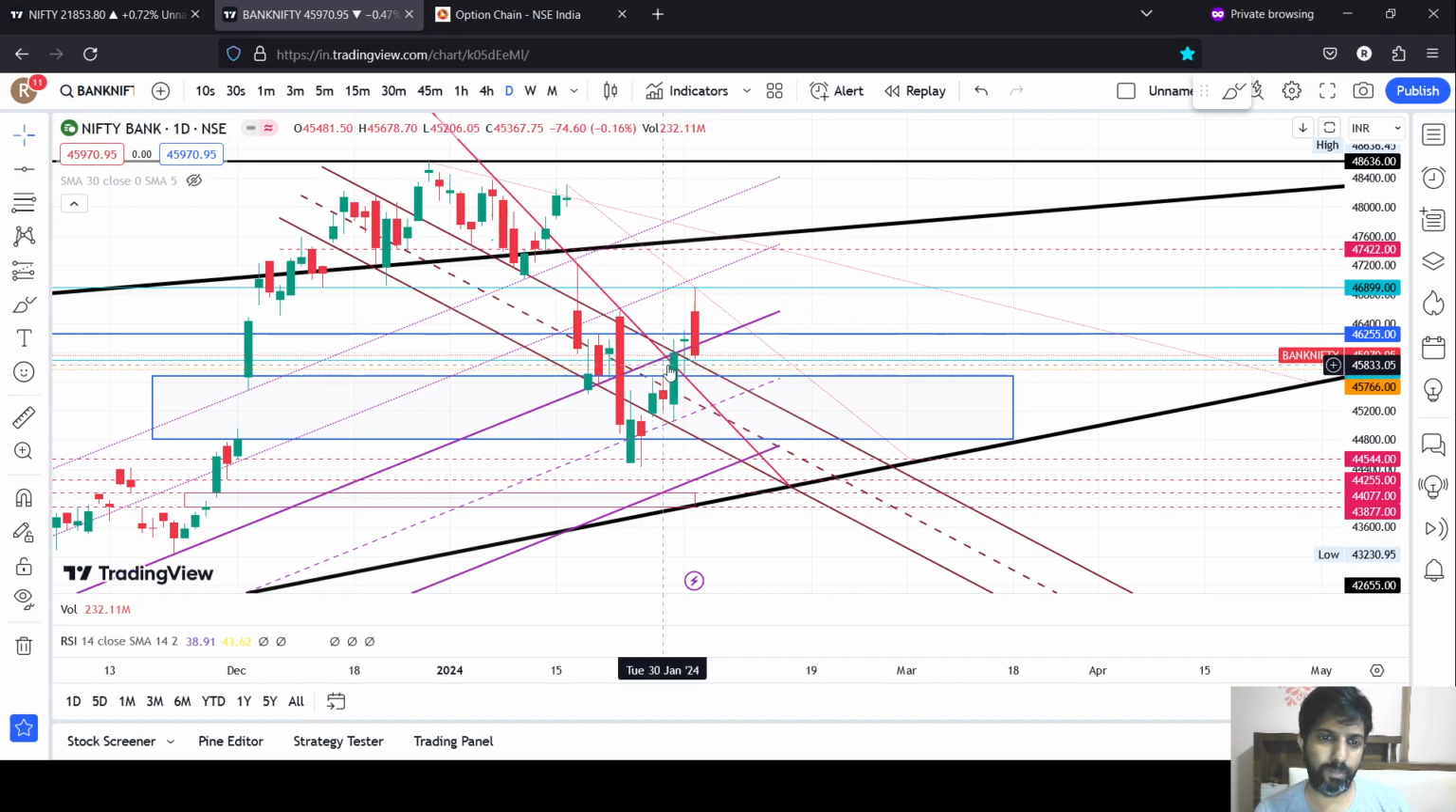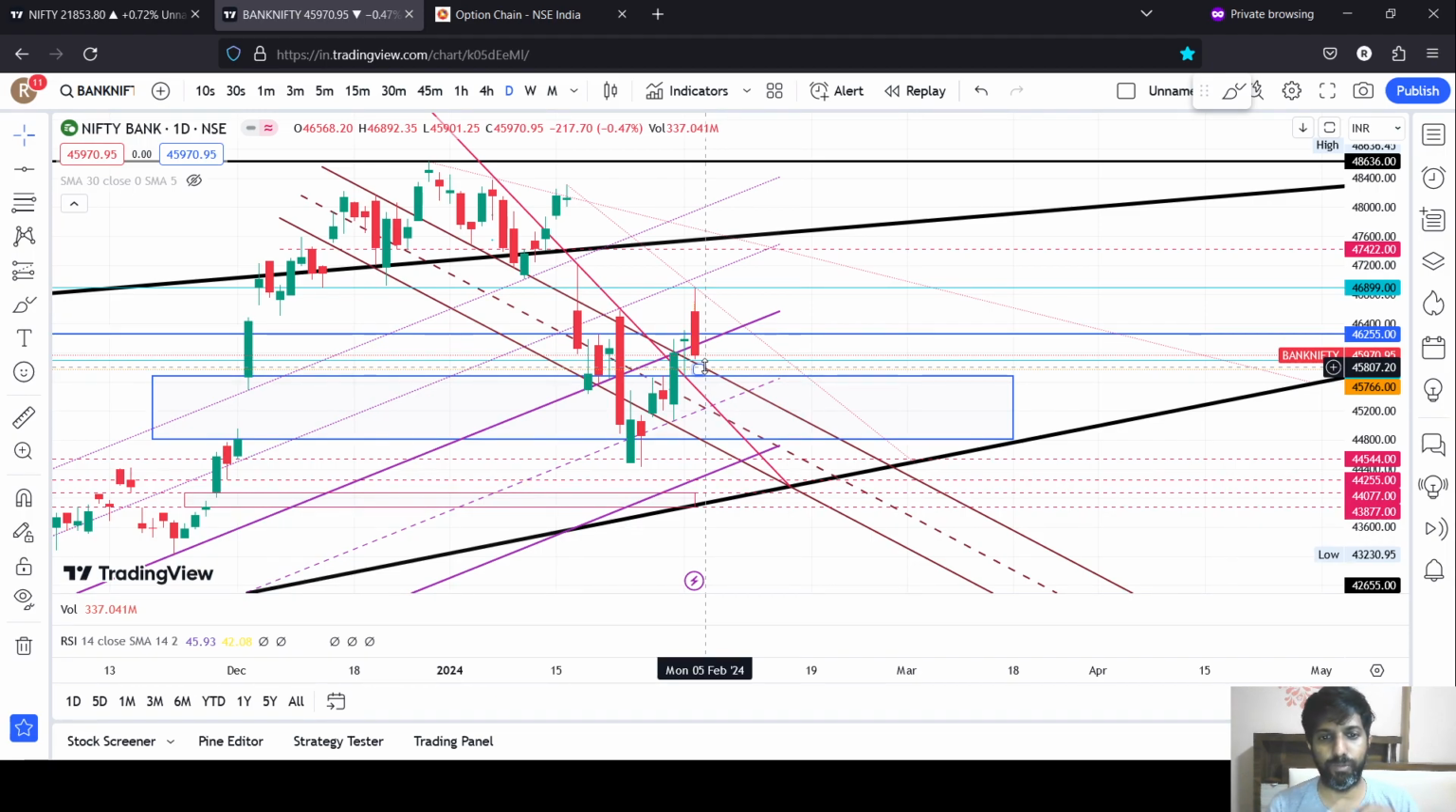The previous day it broke out of it, and on the interim budget day it broke out of that particular maroon channel, and it closed above the maroon and above the purple channel. But again, on the last trading session, it broke down from the top of the purple channel, but still it has managed to sustain above the top of the maroon channel.